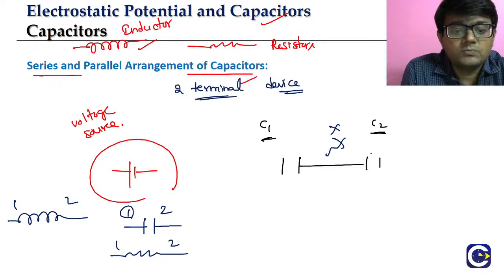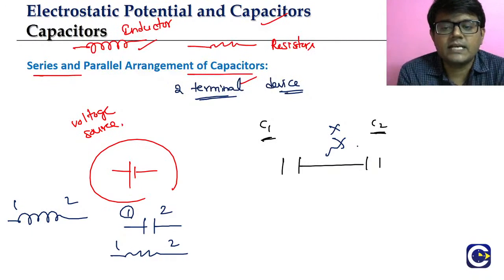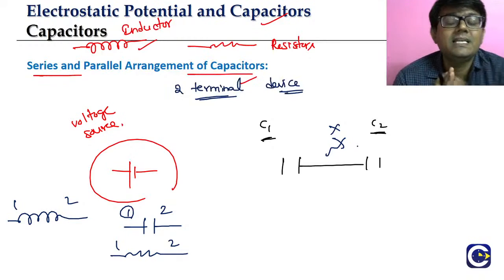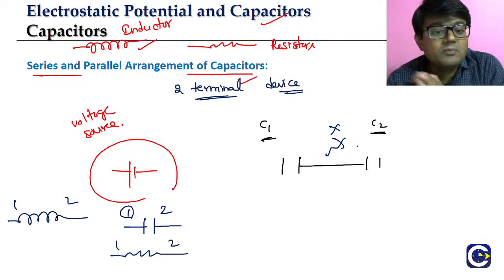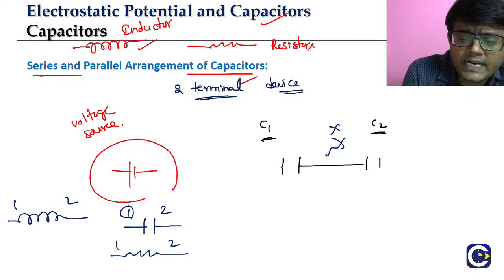Okay, so look here, one terminal of capacitor C1 is directly connected to the other terminal of capacitor C2. There should not be any junction or anything in between. If it is like that, then that kind of arrangement is called a series arrangement.